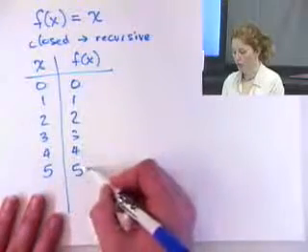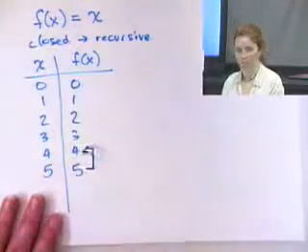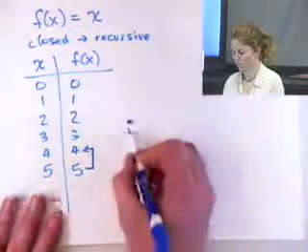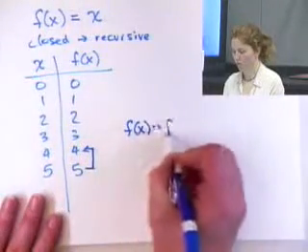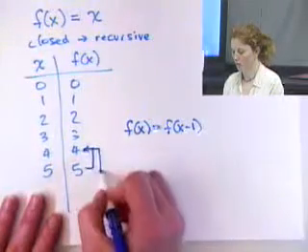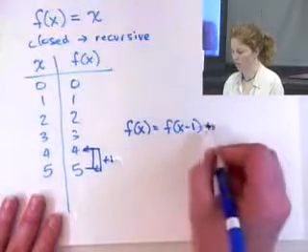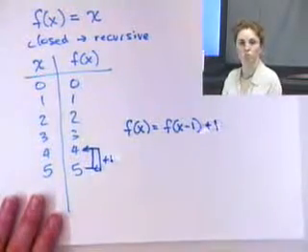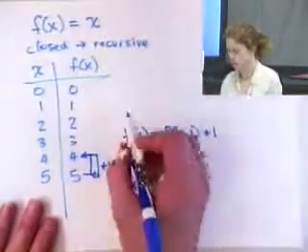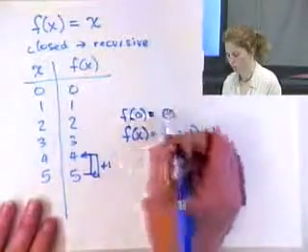Now if I want to figure out what f of x is in terms of the previous one, what do I have to do to the previous one? Add 1. So f of x is equal to f of x minus 1, and then what do I do to it? Plus 1. So going from here to here means I add 1. That's a good recursive step, and we also need a basis. So we can write f of 0 equals 0.